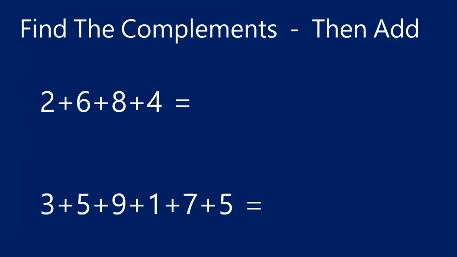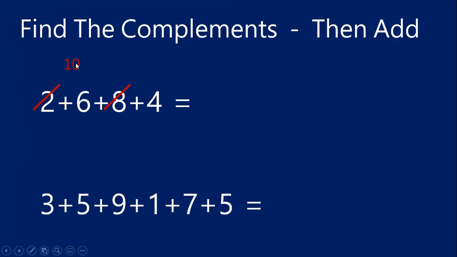So I'm going to start with this number 2. Now I don't have to start with 2, I can start with any number, but because 2 is the first number in the equation, for this one I'll just start with a 2. And instead of adding 2 plus 6, I'm going to think, what is my complement of the number 2? 2 plus what makes 10? Oh, yes, it's an 8. And look, there's an 8 in this equation. So I'm going to mark off my 2, mark off my 8, and write a little 10 up here.